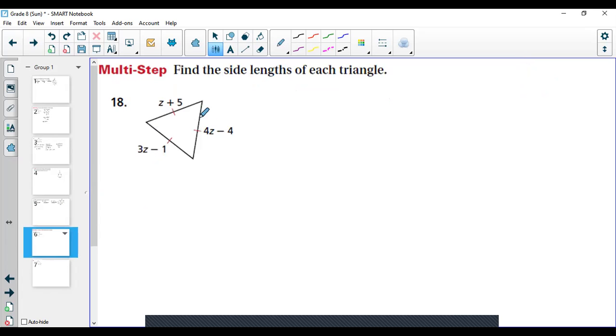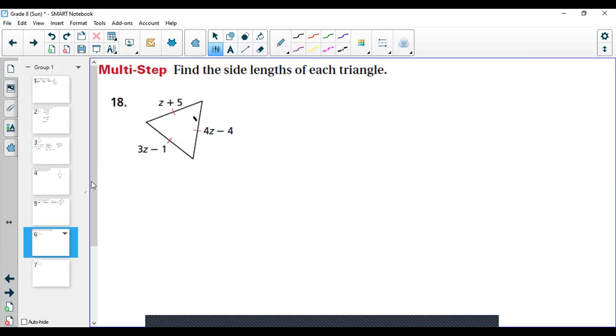This one again, we have to work with variables. So it has z's, so we have to find the value of z. To find the value of z, we have to write an equation. So to write an equation, as they have shown, all three sides are equal. So that makes it an equilateral triangle. Okay, so if it's an equilateral triangle, I can take any two sides and write the equation.